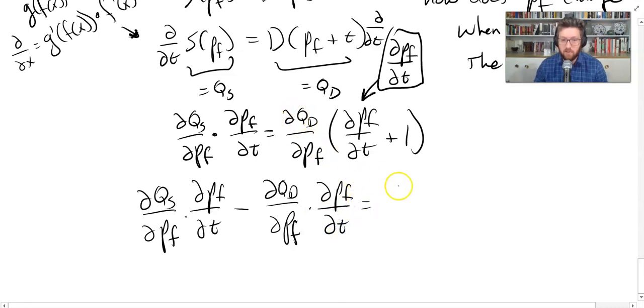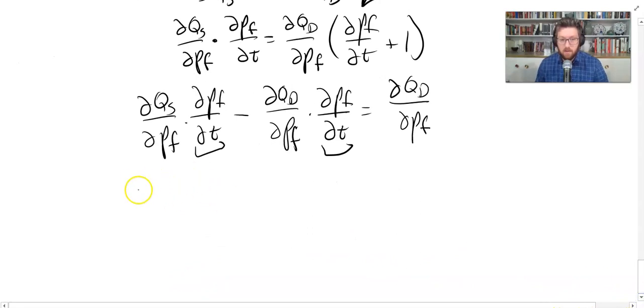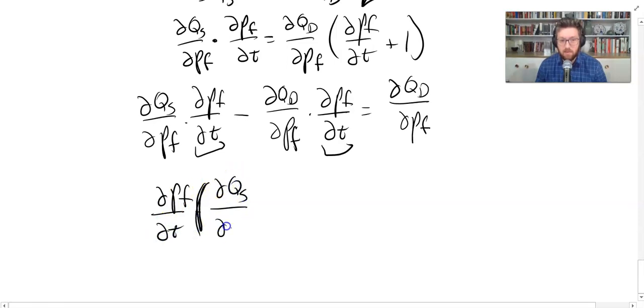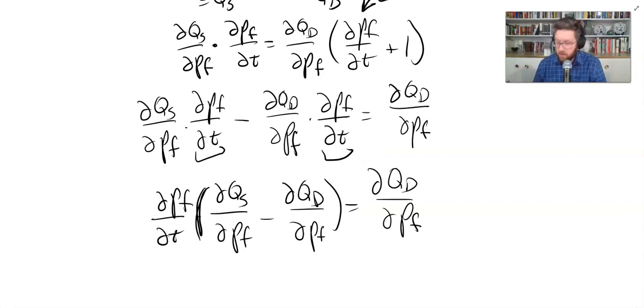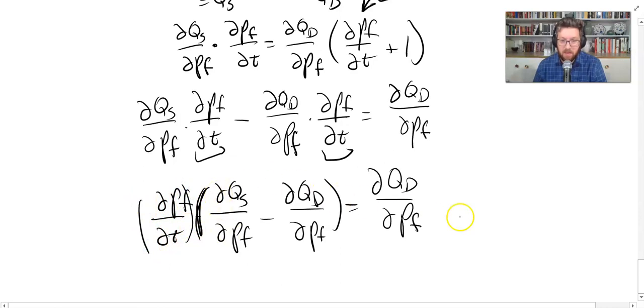And this is equal to what's left over here, which is the partial derivative of QD over the partial derivative of PF. Notice this is the term we want here, these guys, so let's factor them out since they appear twice. And we have the partial derivative of PF with respect to t times the partial derivative of QS with respect to PF minus the partial derivative of QD with respect to PF. And that's equal to that.